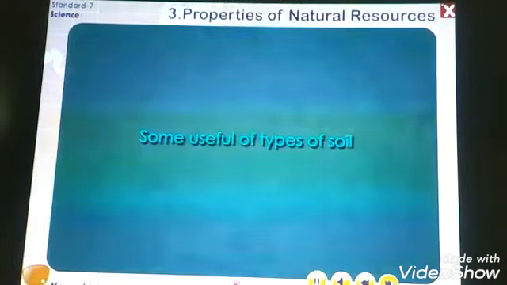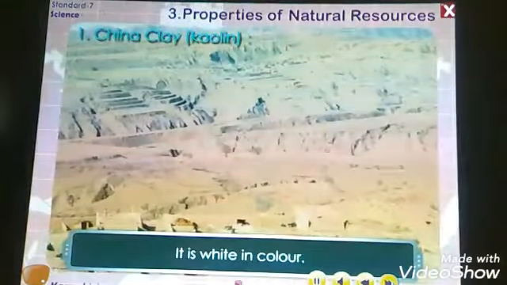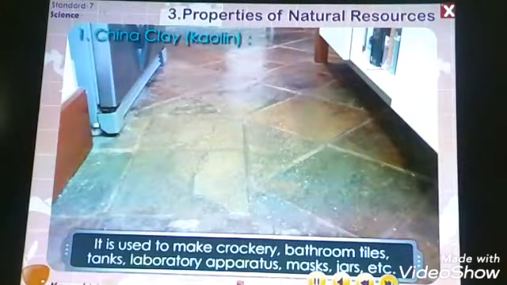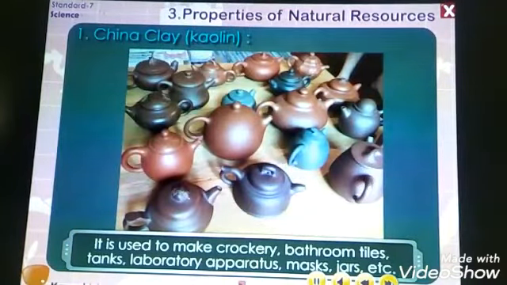Some useful types of soil. China clay, that is kaolin. It is white in color. It is used to make crockery, bathroom tiles, tanks, laboratory apparatus, jars, etc.